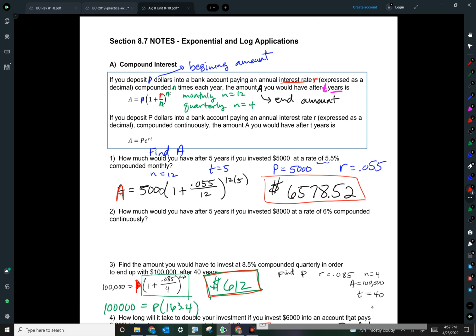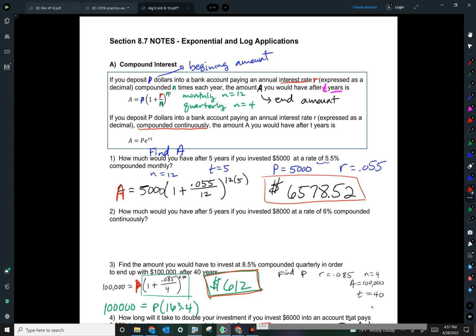This one says if you deposit P dollars, so P is still the beginning amount, into a bank account paying an annual interest rate of R, R is still the percentage. But notice the difference on this one is it says compounded continuously. Compounding means how often they add in interest. If it's compounded monthly, every month they add in the interest and start refiguring. If it's compounded continuously, every day, every hour, every second, it's going to add in the interest and then refigure. So it's earning more for you.